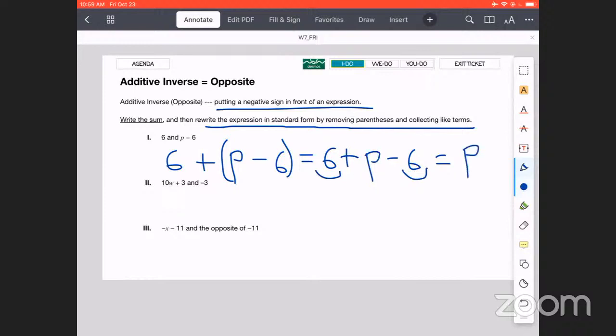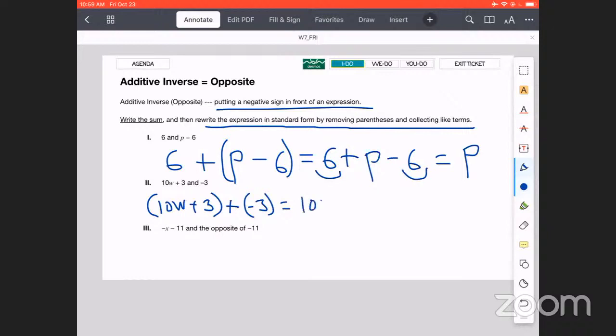Okay. Next thing. Inside the parentheses we have 10w plus 3, and you need to find the sum with negative 3. Here we go. Now you need to open up all the parentheses to see if there are like terms. In front of the parentheses, there's no negative sign.